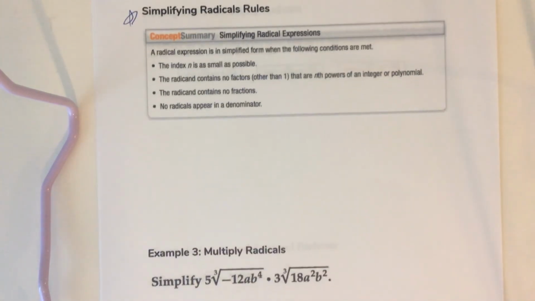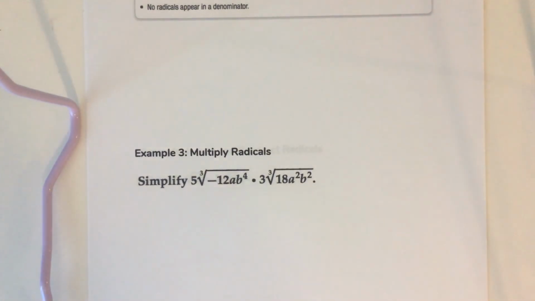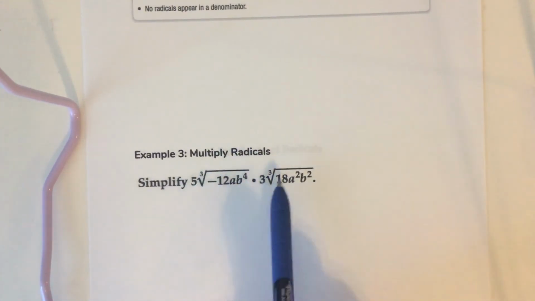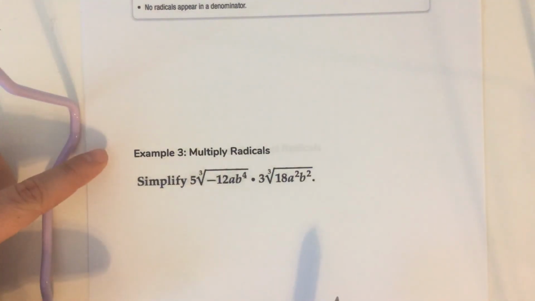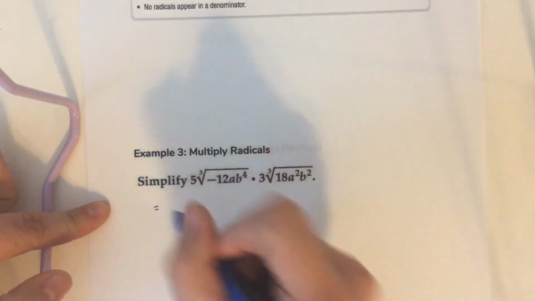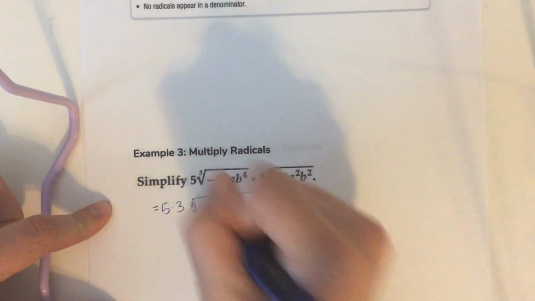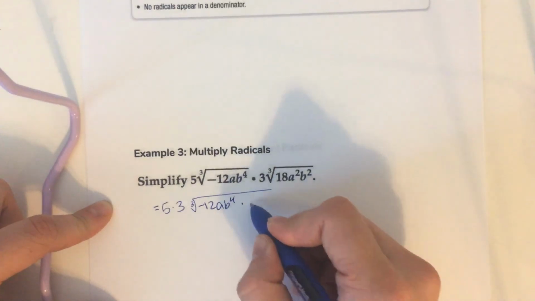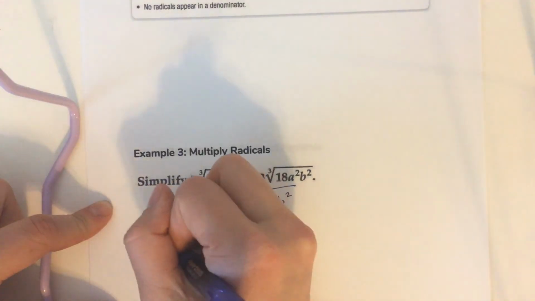Okay, and then moving on to example 3. Now let's talk about multiplying radicals. Basically our rules here are we can multiply together what's out in front, and then as long as it has the same index, we can also multiply what's on the inside. So if I multiply what's in front, I have 5 times 3. Then all underneath this cubed root, I'm going to have negative 12 a b to the 4th times 18 a squared b squared. And we can go ahead and clean that up a little bit.